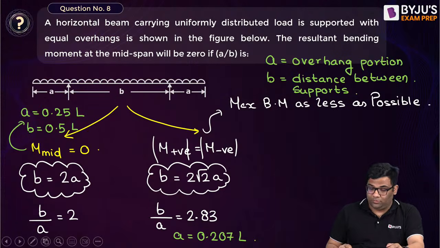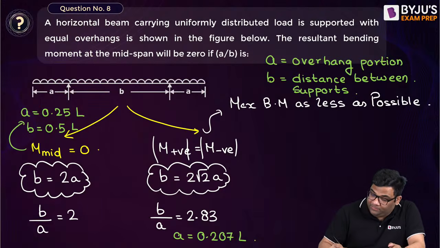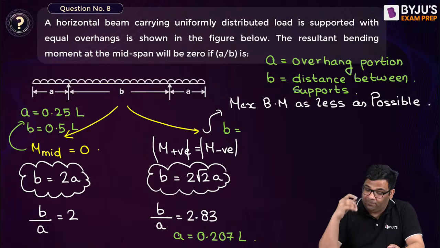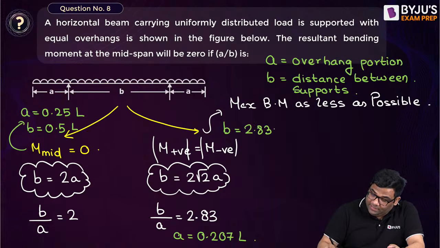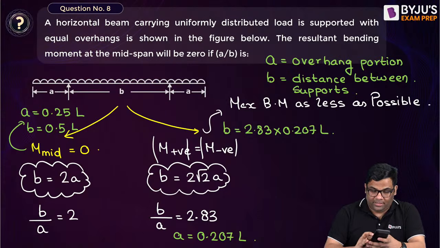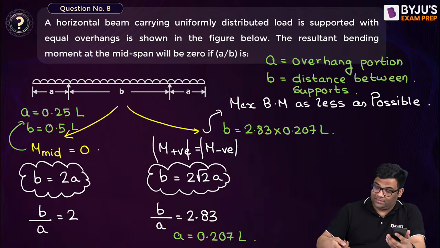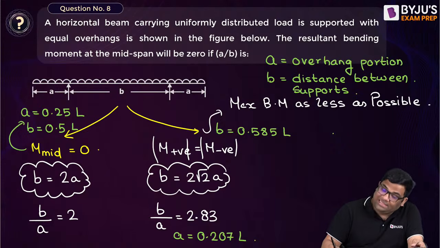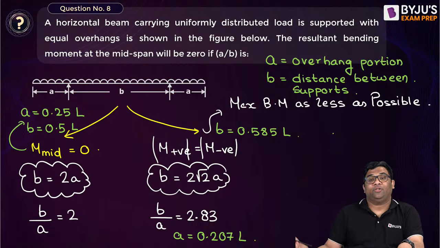Understood? So now in this case, what is B you are getting? When the maximum positive moment is equal to the maximum negative moment, or I can say the maximum bending moment is as less as possible, tell me what is B in terms of L? This will be 2.83 into 0.207 L, right? How much is that? 2.83 into 0.207, I am getting 0.585. Yes, B is 0.585 L.